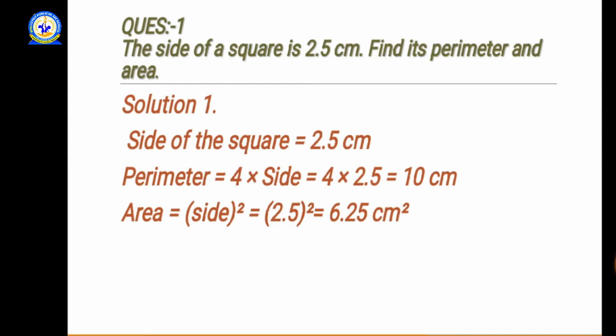In the question they said find its perimeter and area. What is the area of a square? Area of a square is equals to side square. That means 2.5 square, we have to multiply 2.5 centimeter into 2.5 centimeter, that is equals to 6.25 centimeter square.